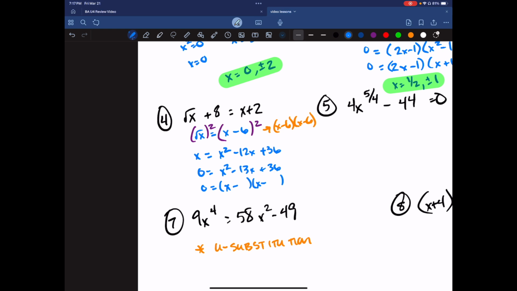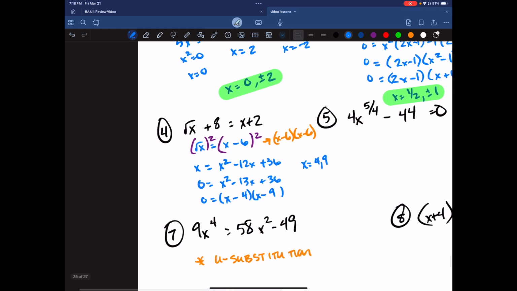Okay, so you got 9 and 4 are factors of 36. And because my signs are the same, I can use those. And so when I set both of these equal to 0, I get x equals 4 and 9. And here's the catch. Because I squared in the middle of this, I need to check my answers. So if I take 4 and plug it back in, you get the square root of 4 is 2, plus 8 is 10. And then 4 plus 2 is 6.